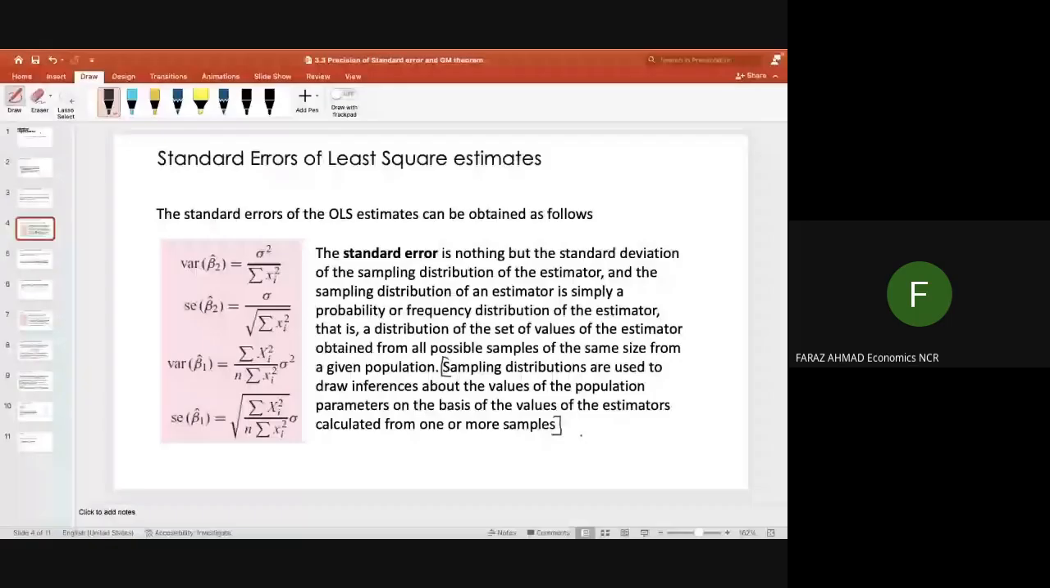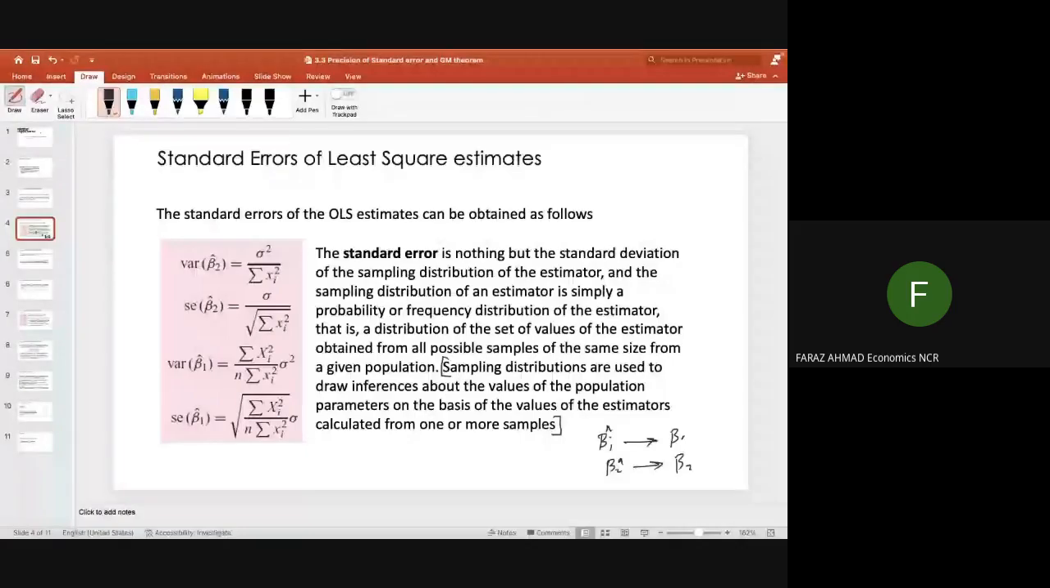So why do we have sampling distributions? Because they are used to draw inferences about the values of the population parameters on the basis of the values of the estimators calculated from one or more samples. So this part is taking us from beta 1 hat to beta 1 and beta 2 hat to beta 2.